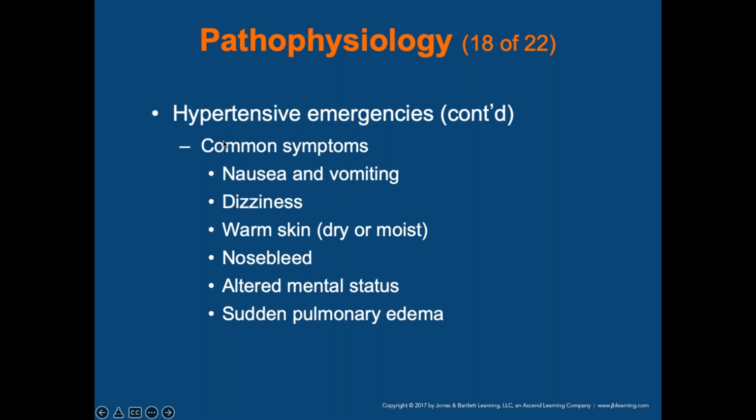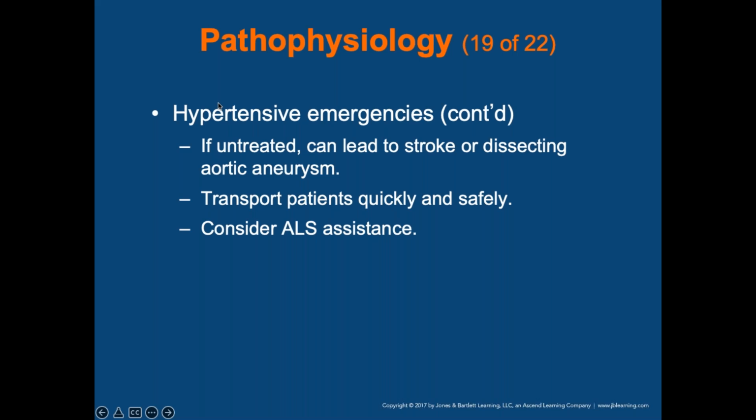And I've caught that quite a few times with patients that have had constant nosebleeds. They thought, oh, it's just my nosebleeds all the time. Well, it's because your blood pressure is 220 over 110. Probably should get that looked at. If untreated, it can lead to a stroke or a dissecting aortic aneurysm.